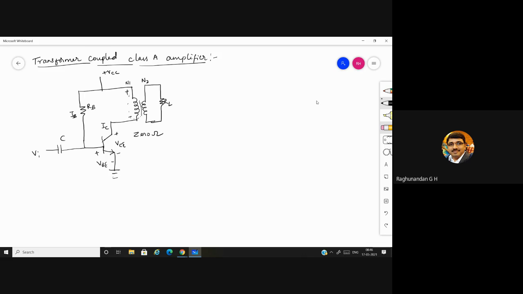And the second assumption is that there is no DC voltage drop across the primary of the transformer. This is the primary of the transformer and this is the secondary. We assume that there is no resistance, and when there is no resistance here, obviously there will be no voltage drop. So that is the second assumption. When resistance is absent, can you tell me how the slope of the DC load line will be?